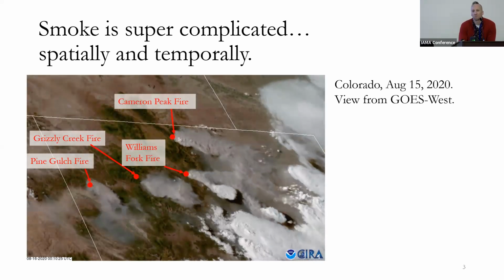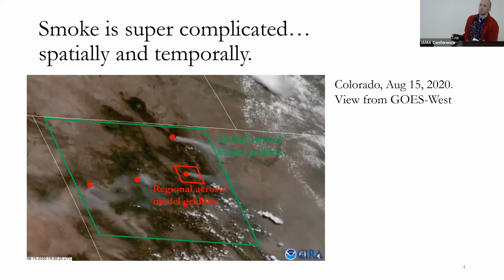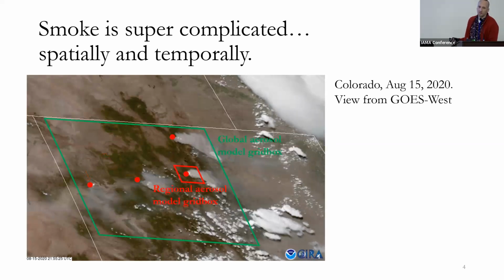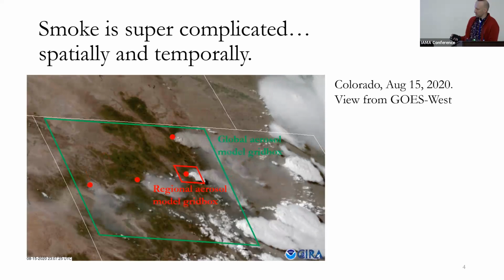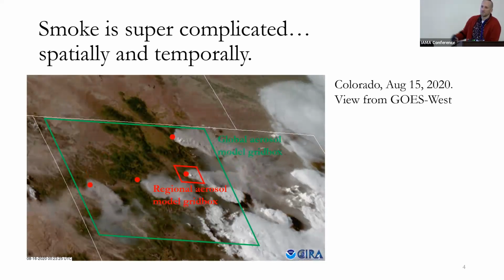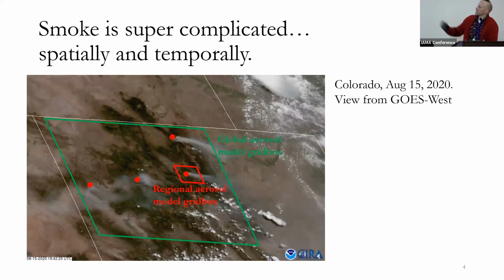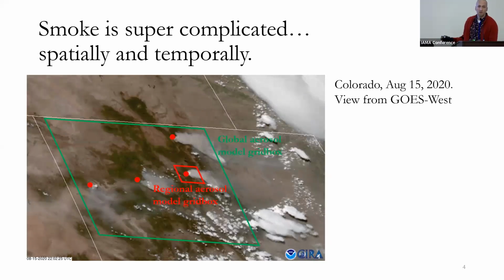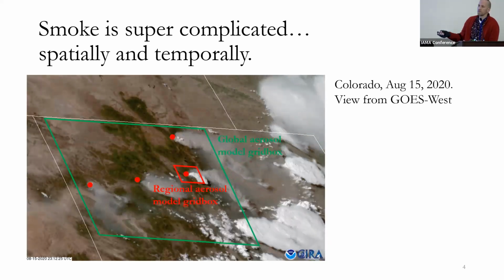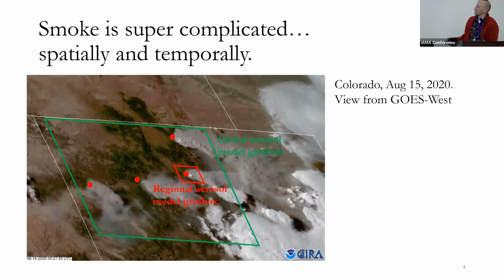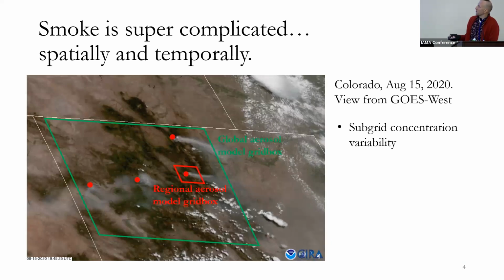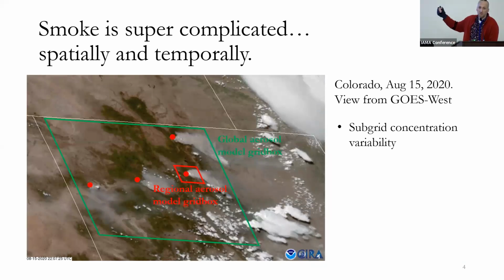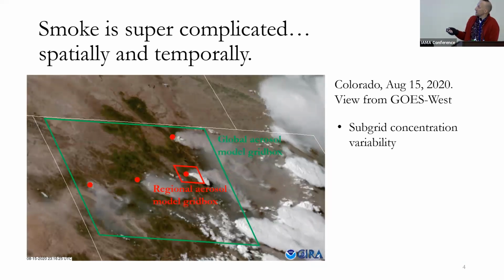smoke is challenging to represent in models. I've superimposed on here what might be a typical model grid. If you're running a global aerosol model and your resolution is 200 kilometers by 200 kilometers, you'd have this green grid box. Notice how these four fires are all within the grid box. Some parts of the grid box are not smoky at all, and some parts have very high concentrations. Even if you're running a regional model at say 25 or 50 kilometers, you still have a lot of variability within that. So one thing to focus on is this subgrid concentration variability in smoke. This is a really big challenge for models, and we're going to dive into this today.